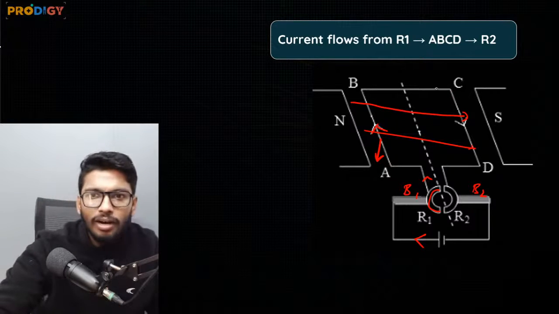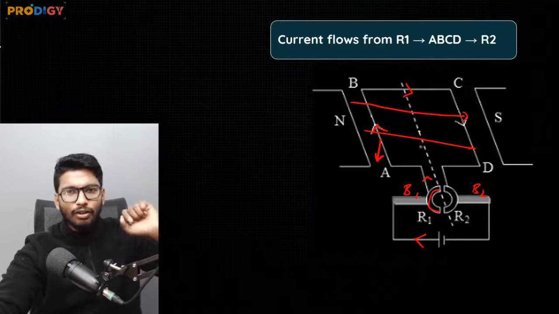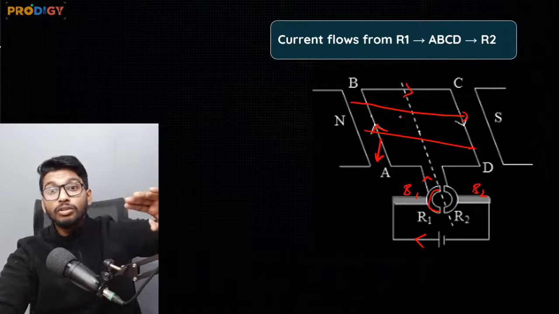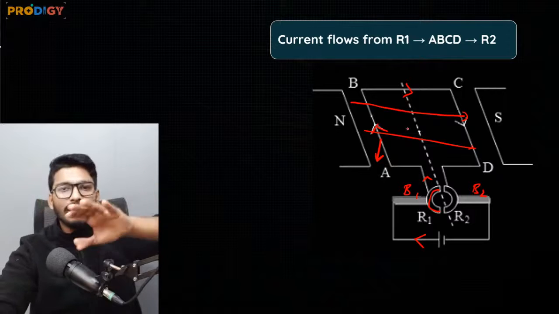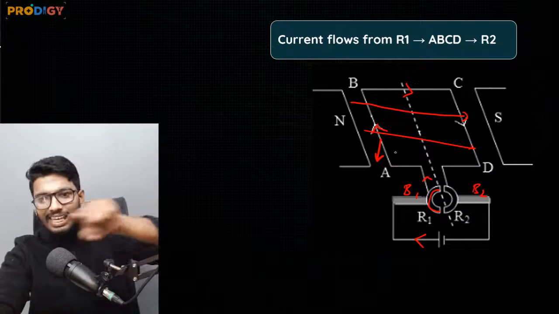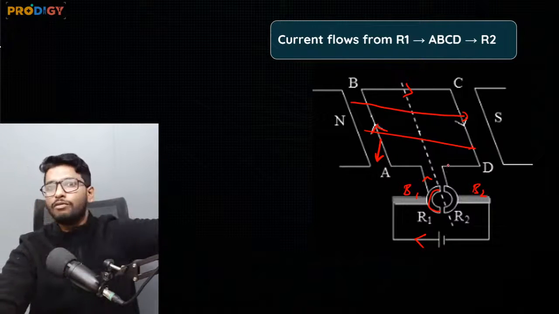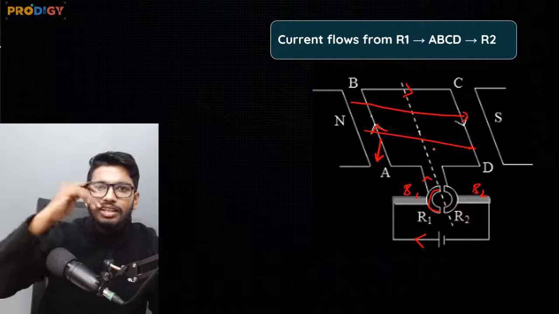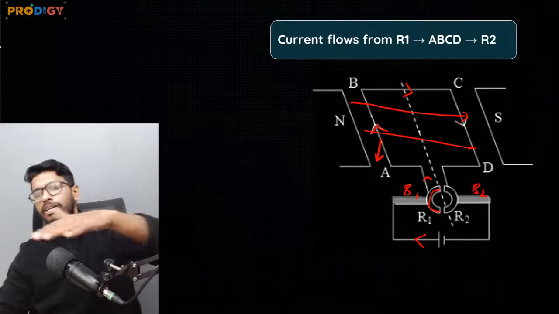But if you look at BC, here the direction of current and the direction of magnetic field, they are both parallel to each other. Since they are parallel to each other, BC and AD will not experience any force. There'll be no force acting on them because they are both parallel to each other.